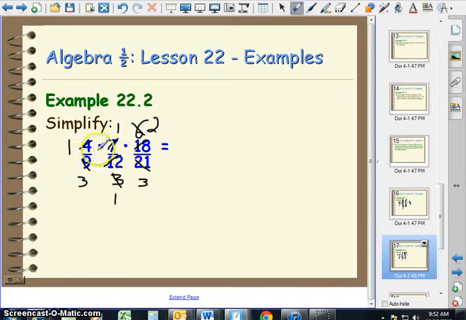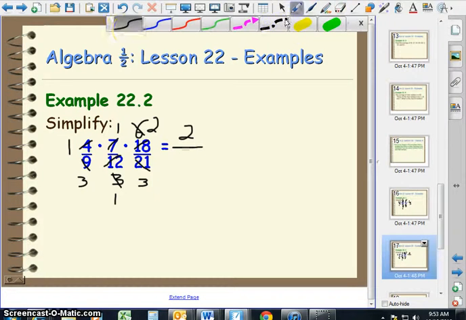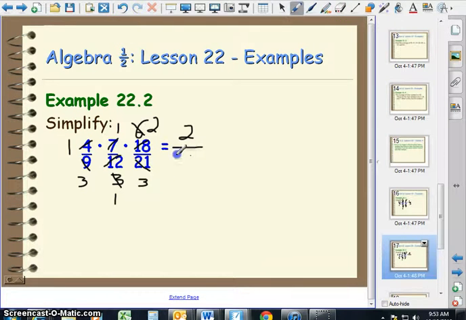So now, let's check up and downs. 1 and 3 won't reduce. 1 and 1 won't reduce. 2 and 3 won't. You cannot reduce things on the same side, so 3 and 3 will not reduce because they are both on the bottom. So 1 times 2 is 2. 3 times 1 times 3 is, whoa, I almost wrote the wrong thing there. It's not 3. 3 times 1 times 3 is 9. So my answer is 2/9.